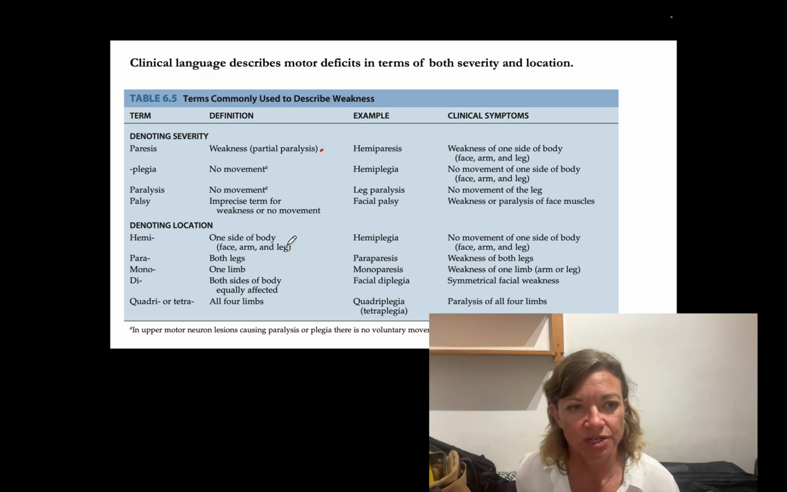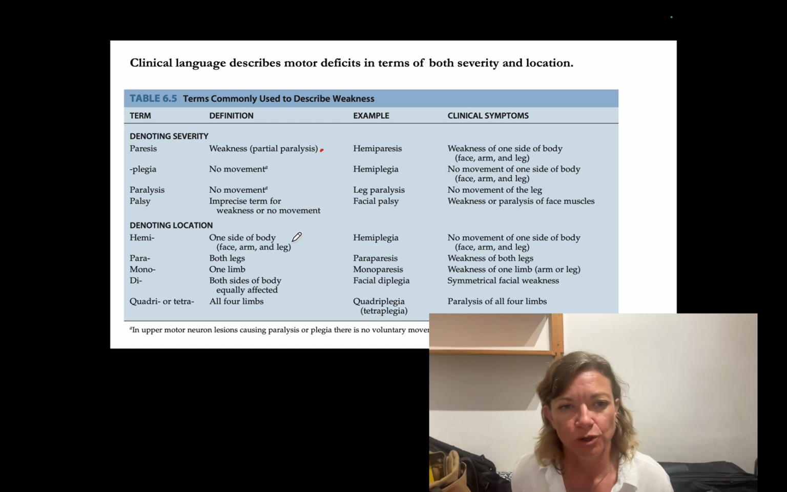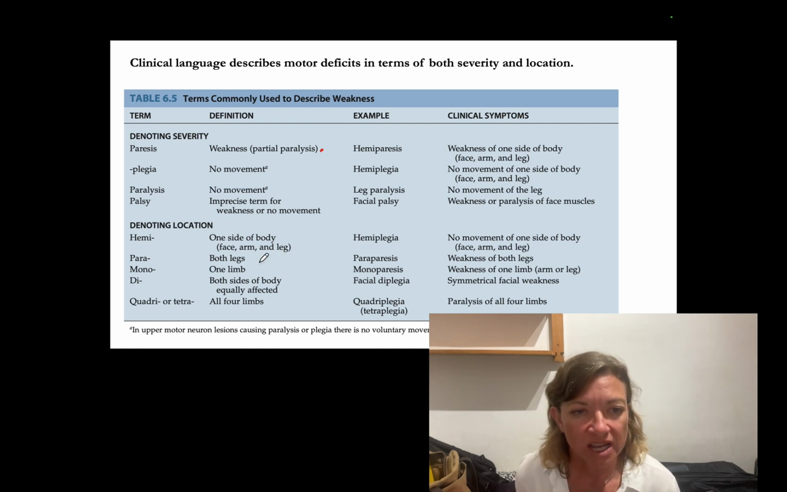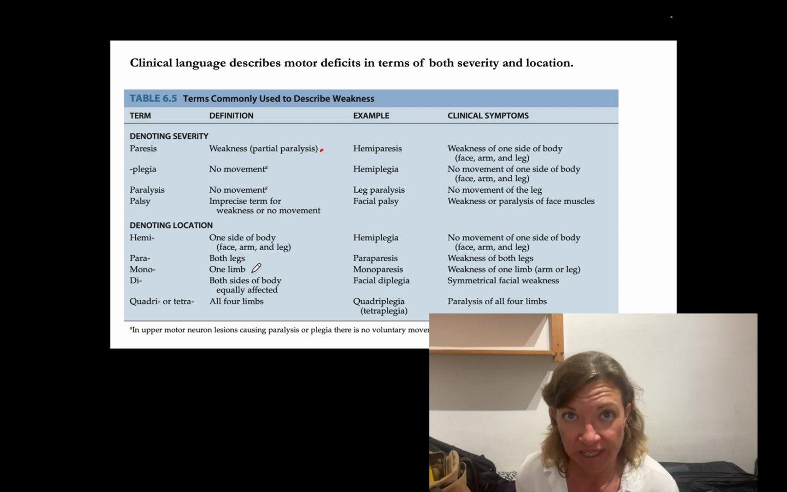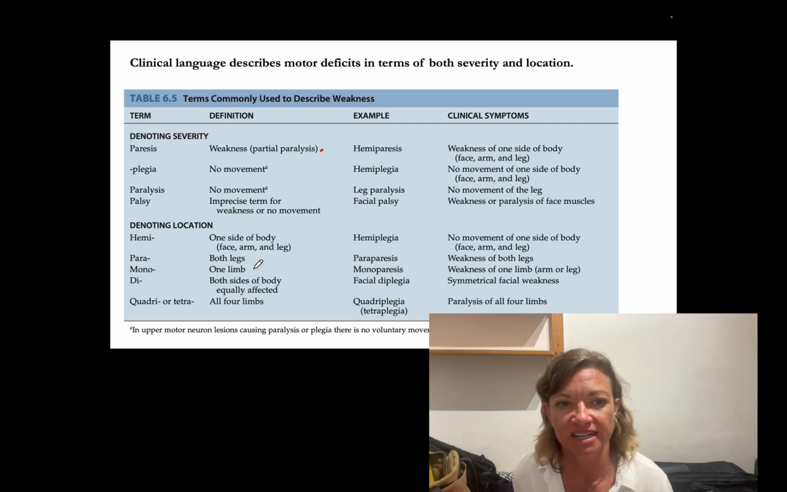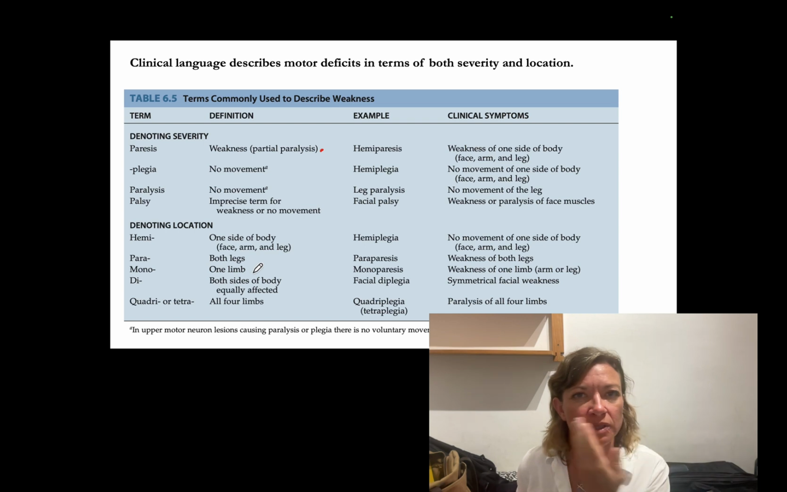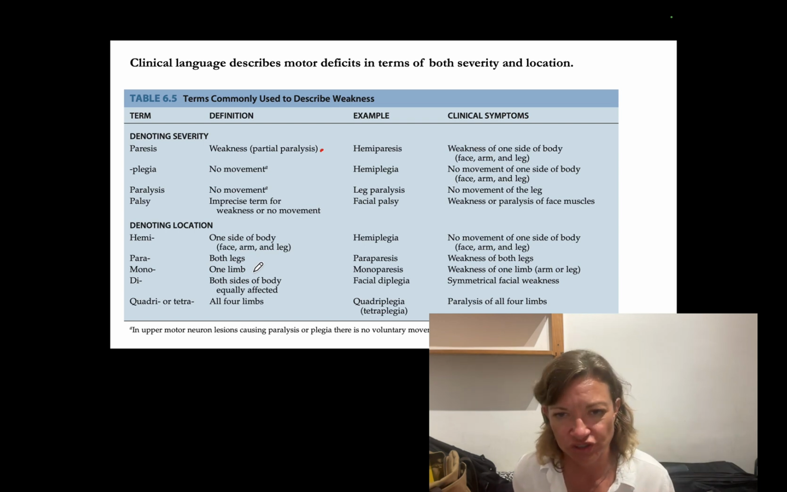You can denote location with hemi, which is one side of the body on the mid-sagittal plane. Paraplegia, for example, or paraparesis, is weakness of both legs. Monoparesis is weakness of a single limb. And di is both sides of the body are equally affected. So facial diplegia, symmetrical facial weakness, for example. Finally, quadriplegia or tetraplegia is paralysis of all four limbs, quad or tetra.